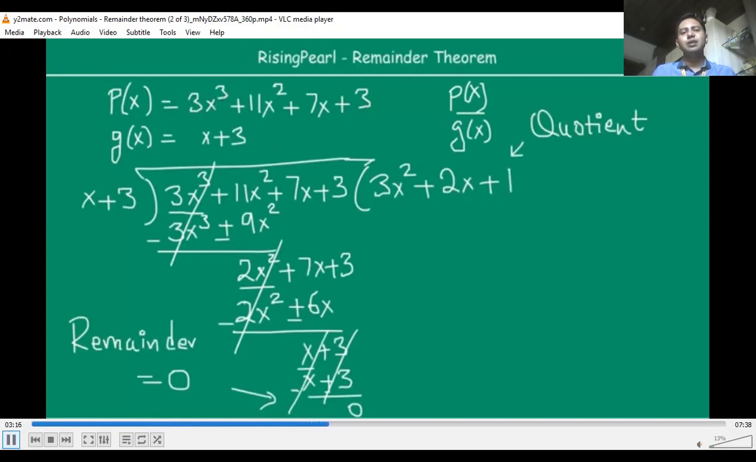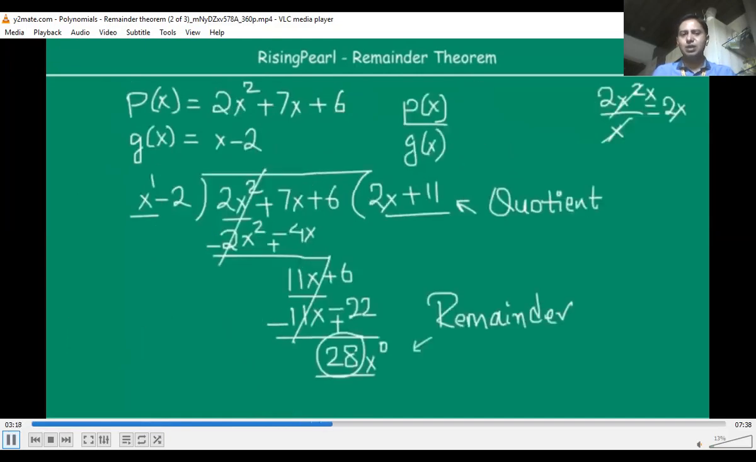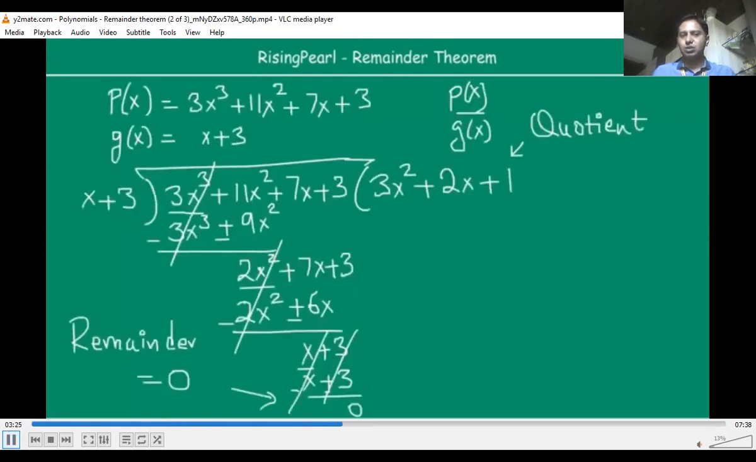So we are dividing 3x cube plus 11x square plus 7x plus 3. As here also, we had divided 2x square by x minus 2. There the degree was 2 and the remainder's degree was 0. Here also the degree was 3, but the remainder's degree is 0 here as well. We are dividing it by x plus 3, and as per the theorem this is x plus 3.